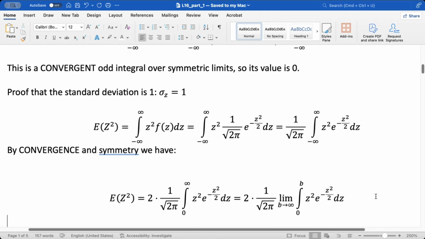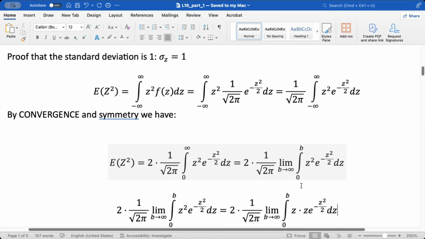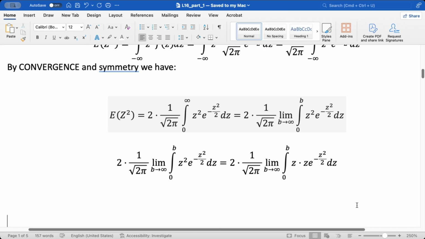So we integrate from 0 to infinity and then double. Because we have these square terms here, this function is symmetric over the y-axis. So we can do half of it, 0 to infinity, and then just double. Improper integral, infinite limit, we write it as a limit as b goes to infinity of the integral 0 to b. So I have to do a little bit of creativity here. We're going to break apart z squared as z times z, and then we're going to use integration by parts on this.